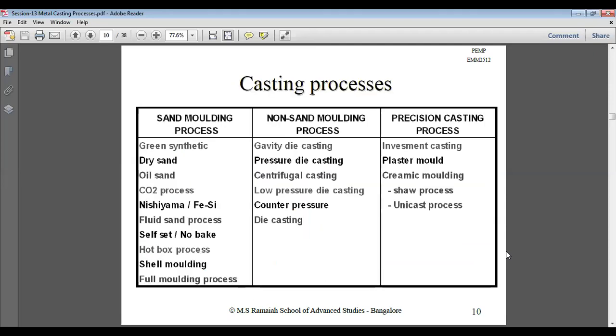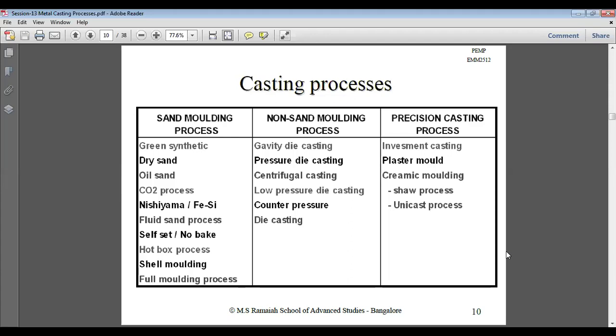You can see. So we are having basically three types of casting processes. We have basically categorized sand mold casting, non-sand mold casting, and precision casting methods. So in sand mold casting, we use green sand, dry sand, synthetic sand, oil sand, etc. Then non-sand: we apply gravity die casting, pressure die casting, centrifugal die casting, low pressure die casting, counter pressure die casting. These are the die castings where we don't apply sand as molding material.